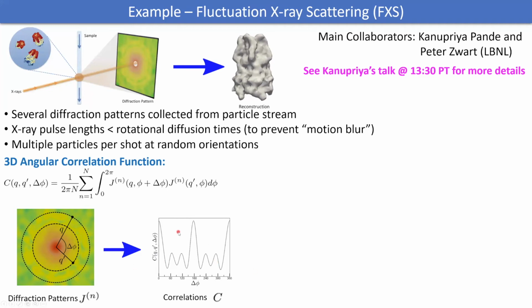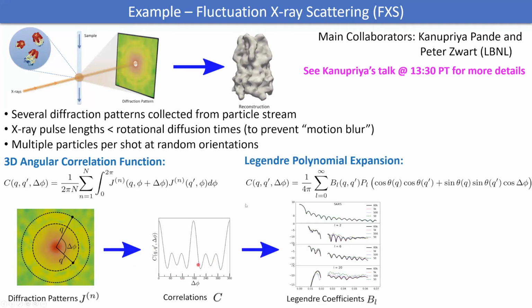Then what you do from here is take each of these 1D correlation curves and expand them into a Legendre polynomial series. In particular, the Legendre expansion coefficients that I've denoted by B_L(Q, Q prime) here end up being very important. In fact, you can relate them directly to the underlying structure of your sample. You can think of these coefficients as some kind of higher order spectral curves.